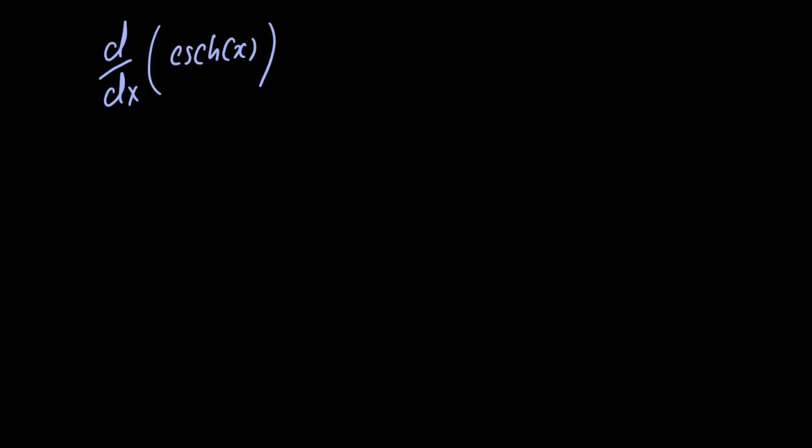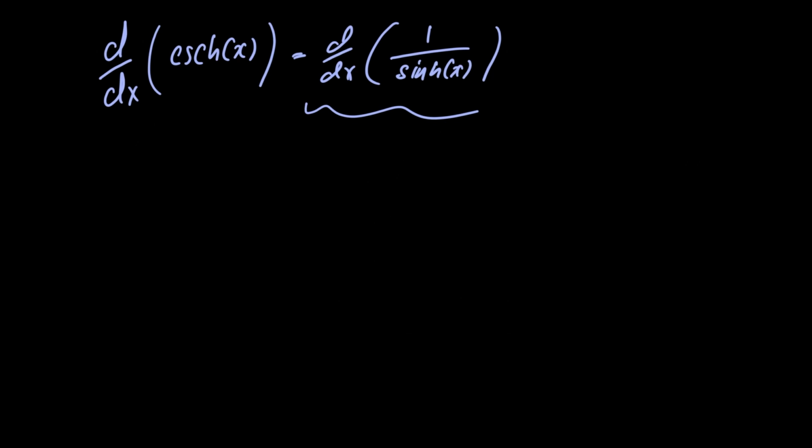In this problem we're going to solve the derivative of hyperbolic cosecant of x. We're going to start by rewriting this as the derivative with respect to x of 1 over hyperbolic sine of x. At this point we're going to go ahead and use the quotient rule to compute this derivative. Just write the formula for the quotient rule here.